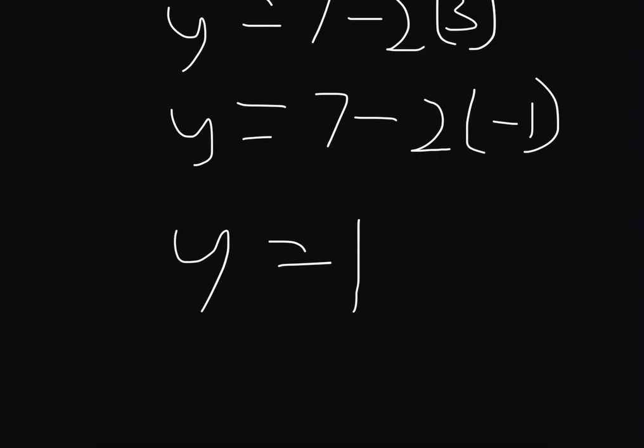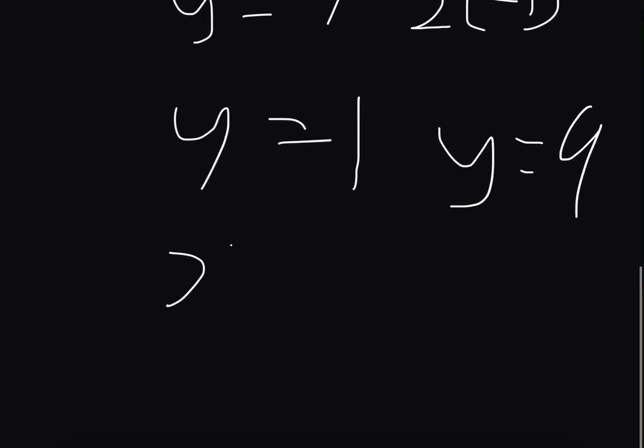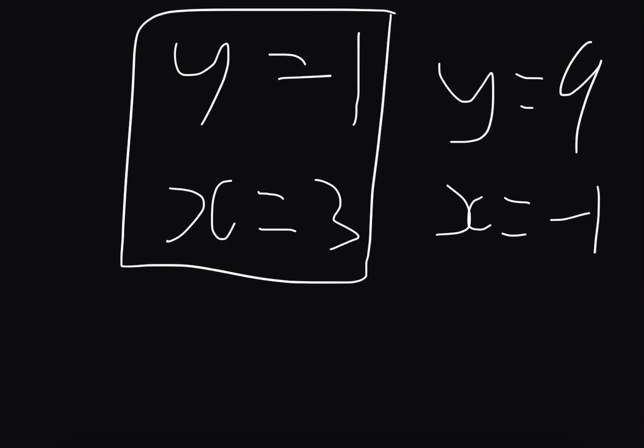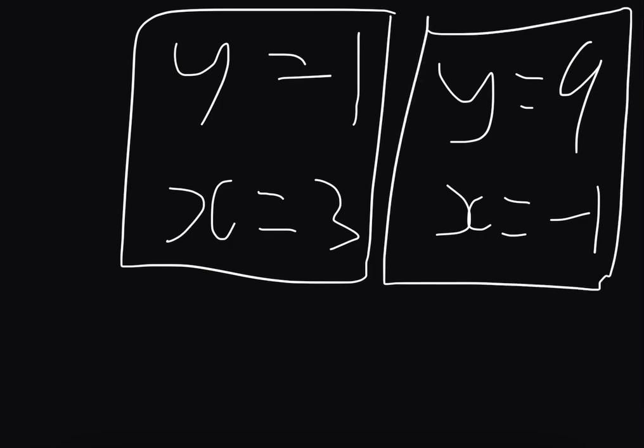So y equals 1 and y equals 9. And we already know what x is: x equals 3 and x equals minus 1. So here are the two solutions that we have.